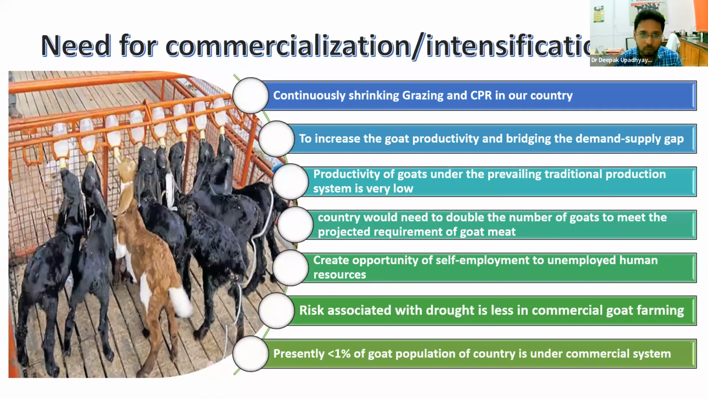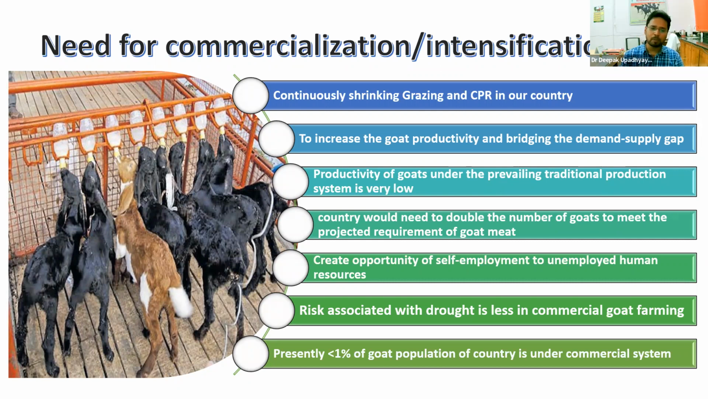Now coming to the point, why do we need commercialization? Why talk about commercial goat farming? Because we have a continuously increasing population. With respect to population, we will be becoming the first country in the world. So that is why there is huge pressure on the land, and the grazing lands are shrinking. Common property resources are diminishing continuously, as different literature says, and we see also. So that is why we need intensification in goat farming. That's why commercialization is needed to increase goat productivity.